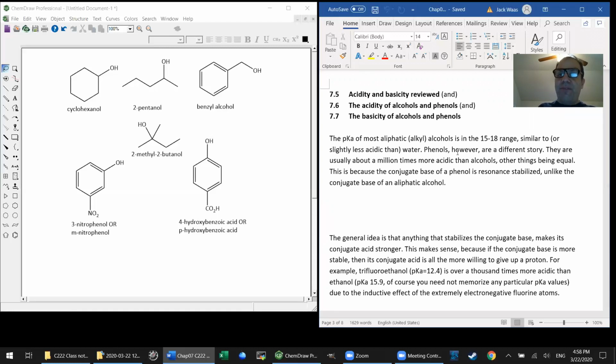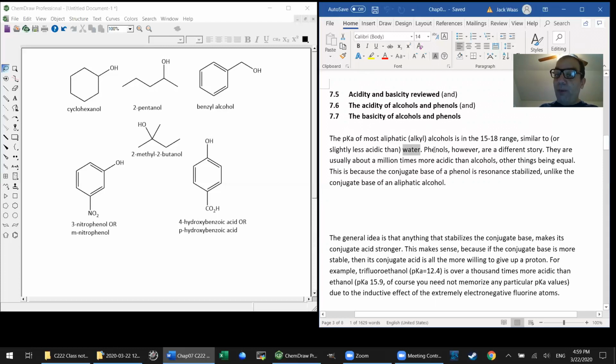In terms of their acidity, pretty low, though there are certainly things that are less acidic. But most aliphatic alcohols are a little bit less acidic than water. Water has a pKa of 16 or thereabouts, and most aliphatic alcohols have pKa's in the upper teens. So they're usually anywhere from 1/100th to 1/10 as acidic as water.